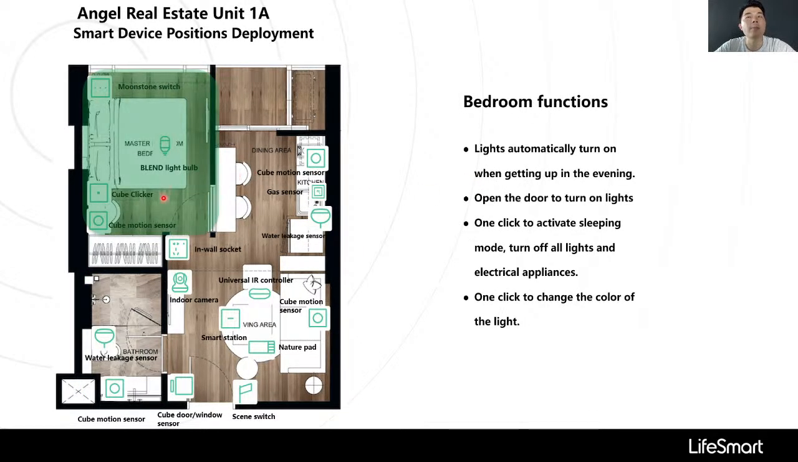And then is the bedroom. Lights automatically turn on when getting up in the evening, and open the door to turn on the lights. One click to activate the sleeping mode, turn off all lights and electric appliances. One click to change the color of the light.